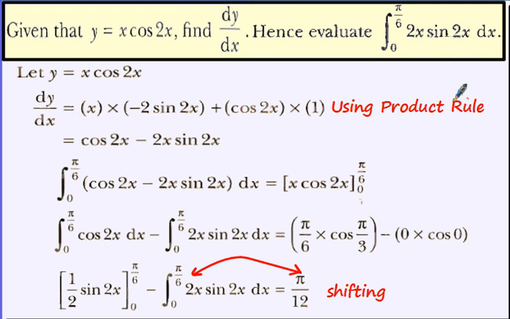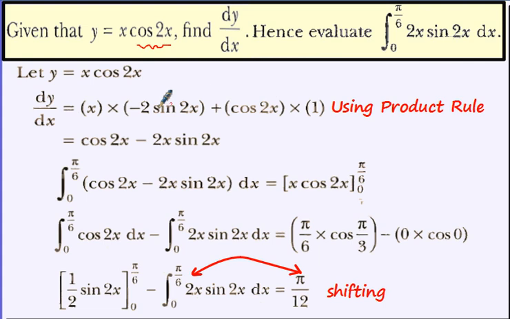Let us go quick. y is given, you have to find dy upon dx, and then you have to find the value of the integral of 2x sin 2x dx. You know cos x will become sin x. So now let y be x cos 2x. So find dy upon dx.